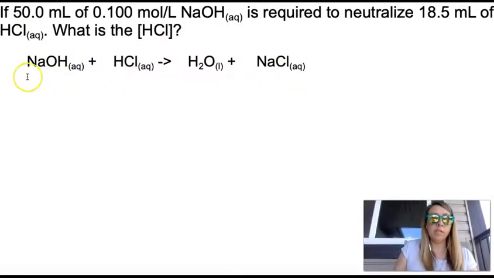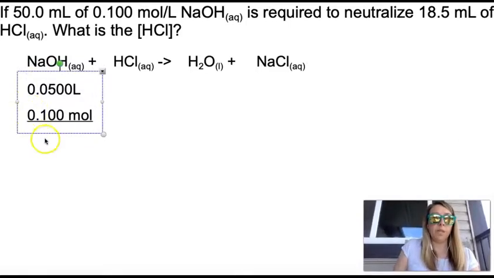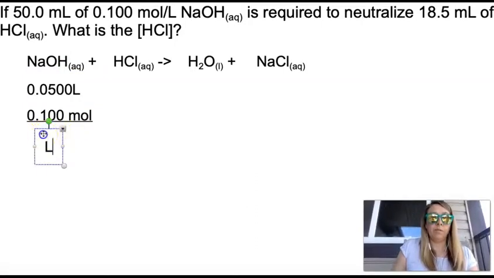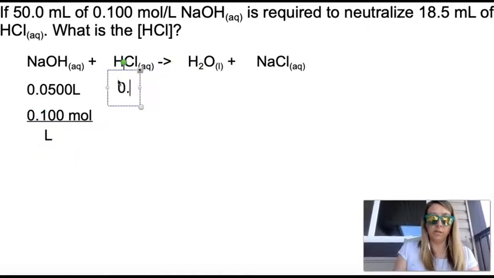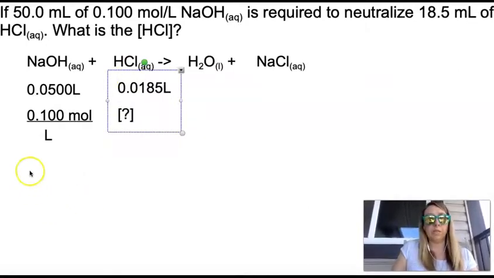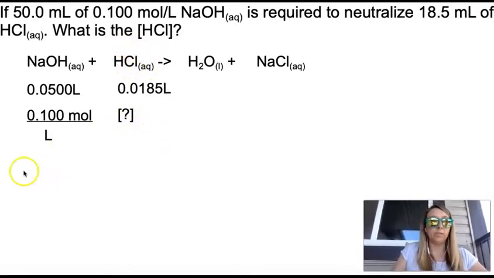So start listing our givens. For sodium hydroxide, we are given the volume is 0.0500 liters. We are also given the concentration as 0.100 moles, and that would be per liter. And then for the HCl, we were given a volume of 0.0185 liters. And we were looking for the concentration, right? That was our unknown. So we think about the fact that we're looking for concentration. We're looking to get moles per liter. And we're specifically looking to get moles of HCl per liter, okay?